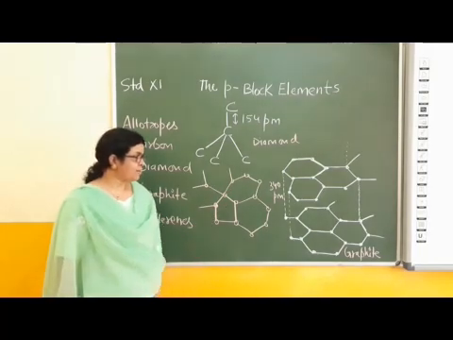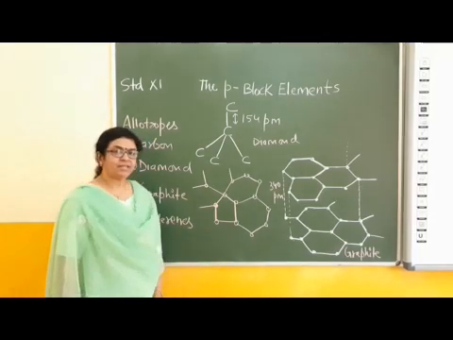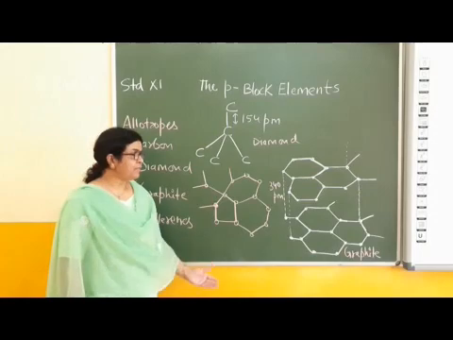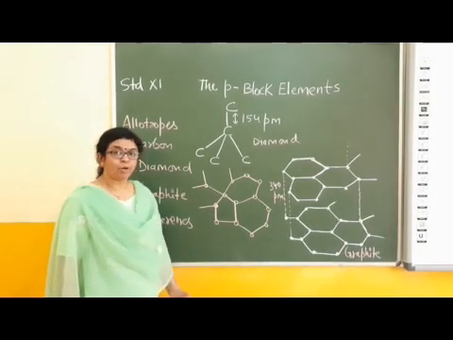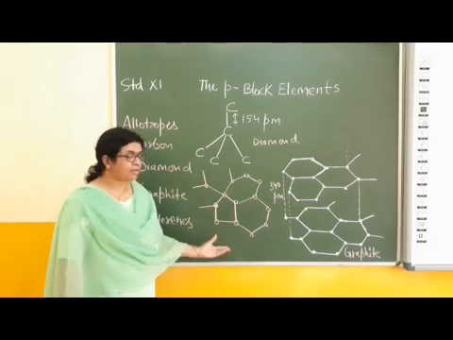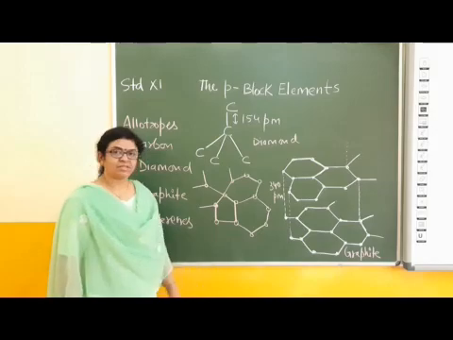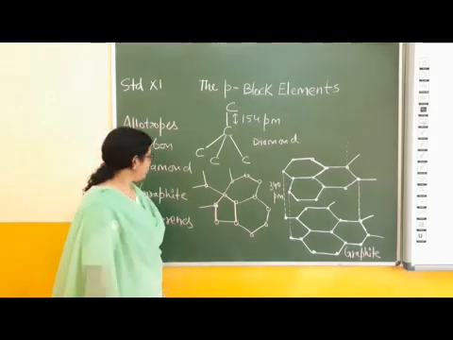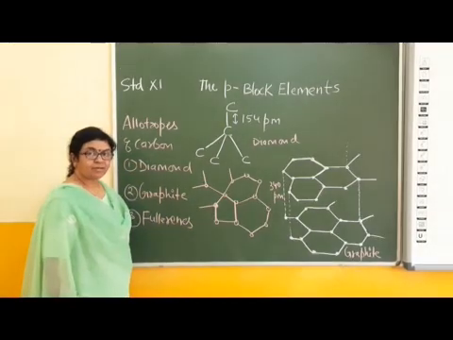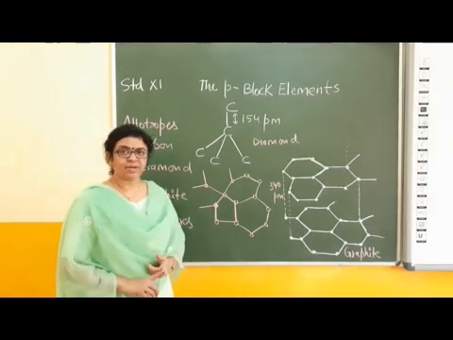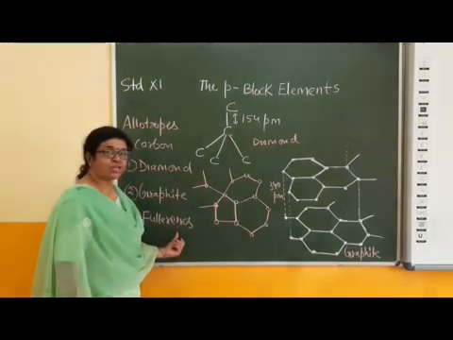All allotropes are similar in chemical properties and different in physical properties like melting point and boiling point. Because melting point and boiling point depend upon structural arrangement and the force of attraction within the structure. Now, carbon exists in three allotropic forms, known as diamond, graphite, and the newly discovered allotrope of carbon, fullerenes.